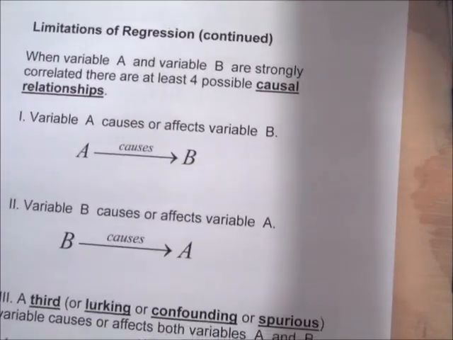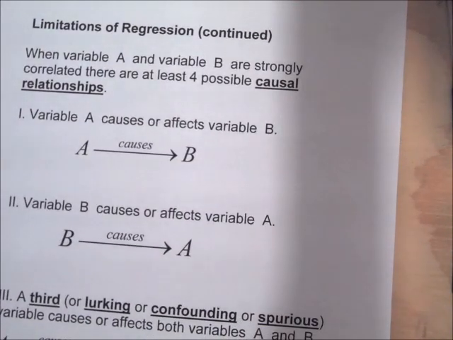Okay, so we saw that one of the limitations of regression is that the overall pattern might not be a straight line pattern, and you have to be careful about extrapolating. We also saw the effects that outliers can have and different types of outliers. Another thing to be cautious about in regression and correlation is jumping to conclusions about cause.